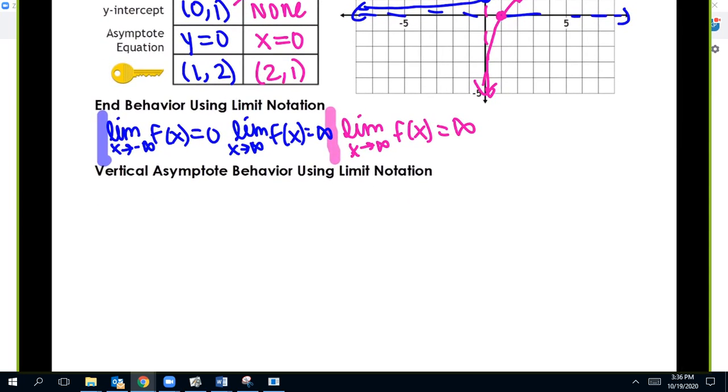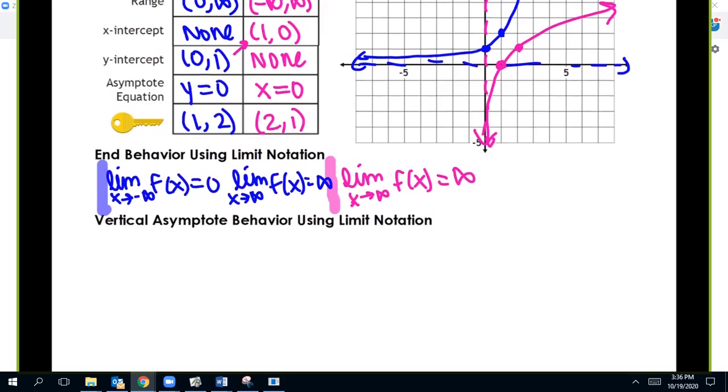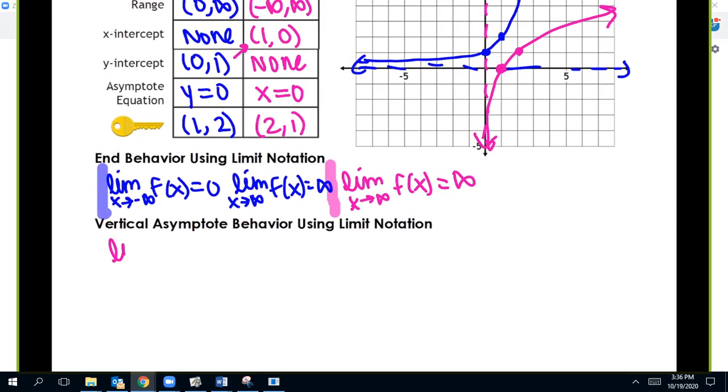So the other thing is called vertical asymptote behavior. And so we've done this before with rational expressions. We have the limit as x approaches the vertical asymptote. This case, there's only a right side. We put the little plus for the right, and our function goes to negative infinity on the right side of the vertical asymptote.